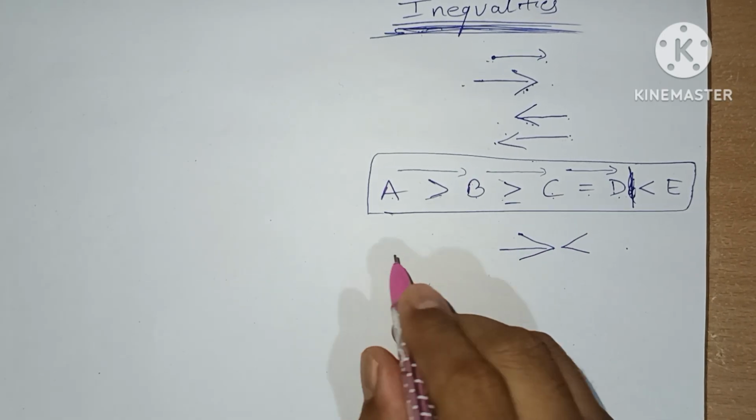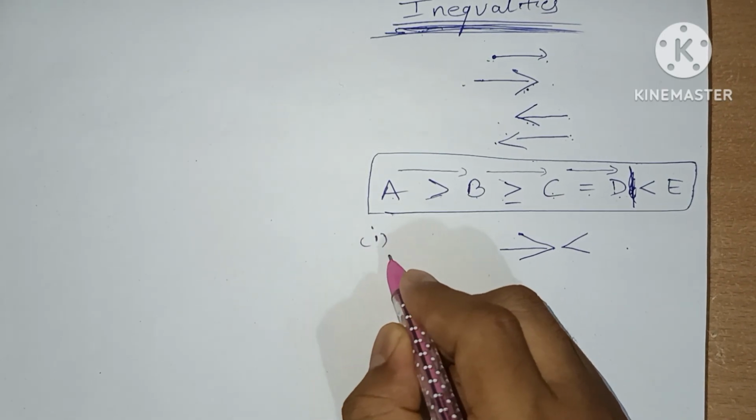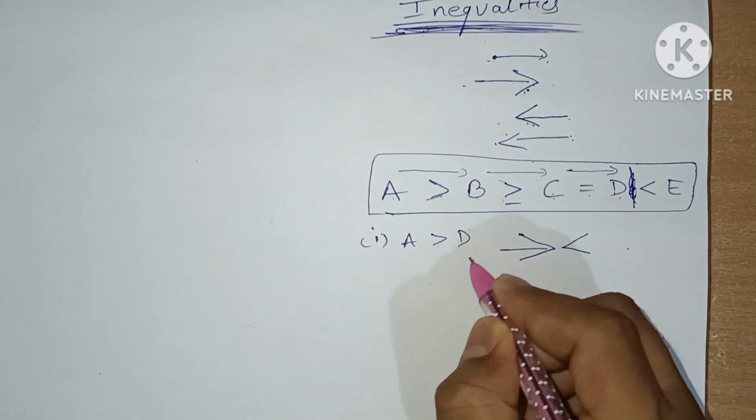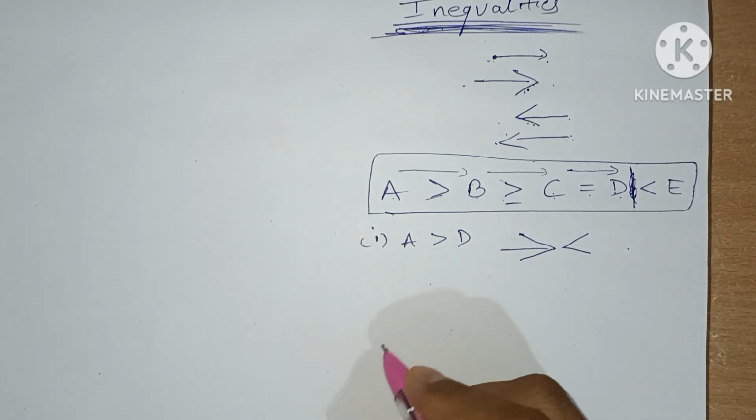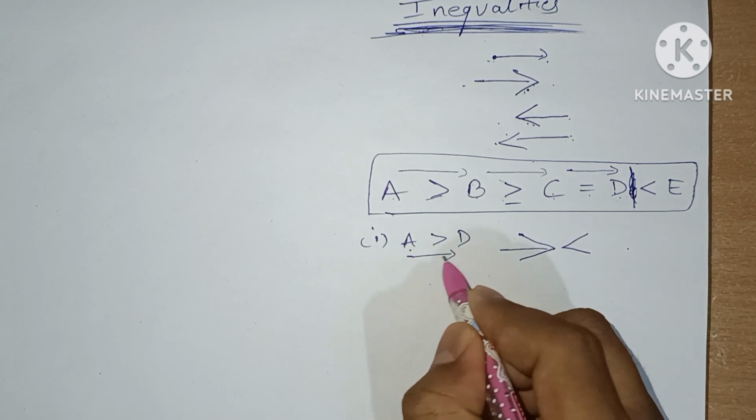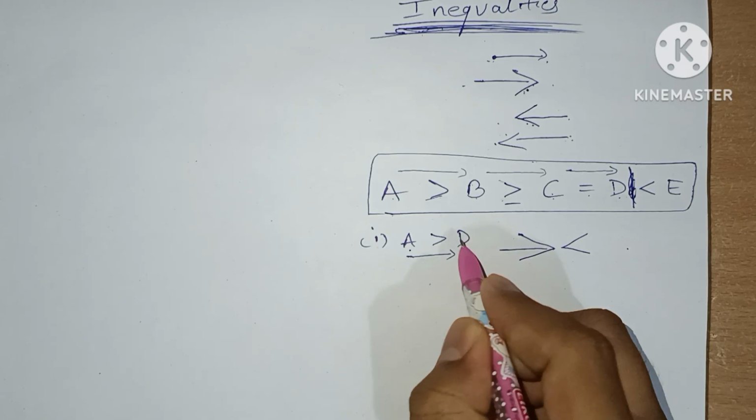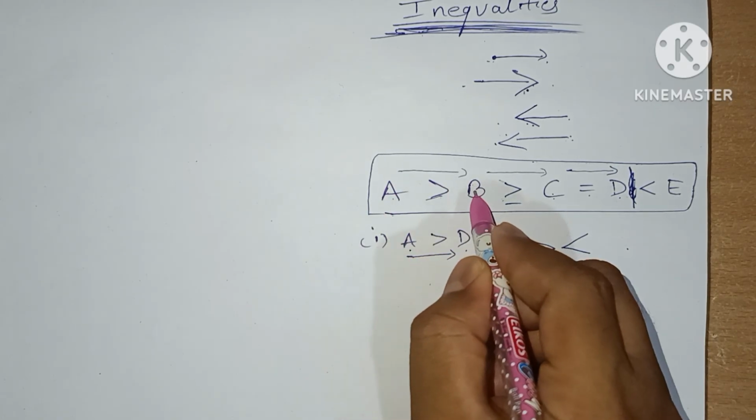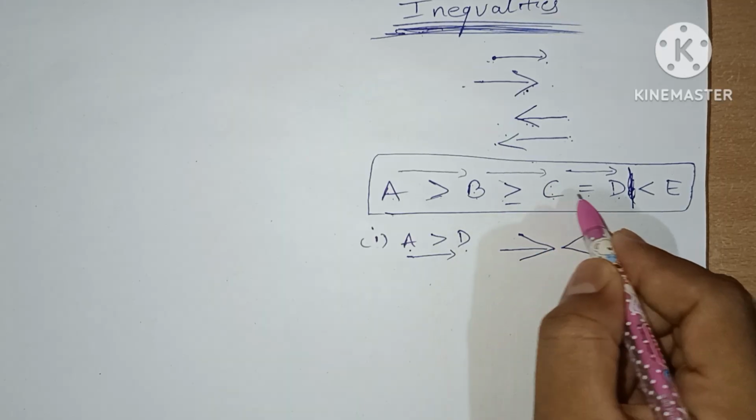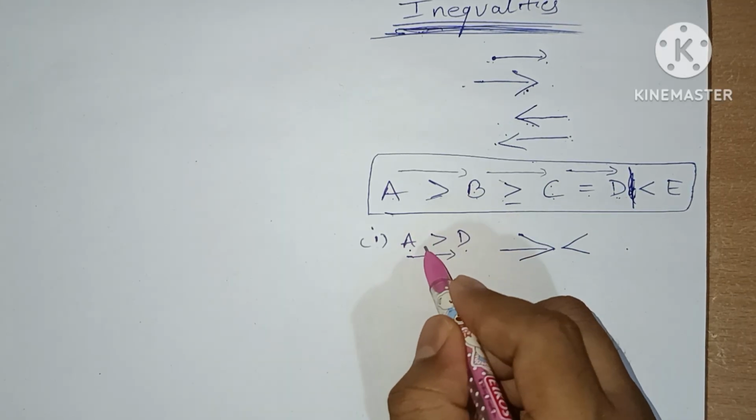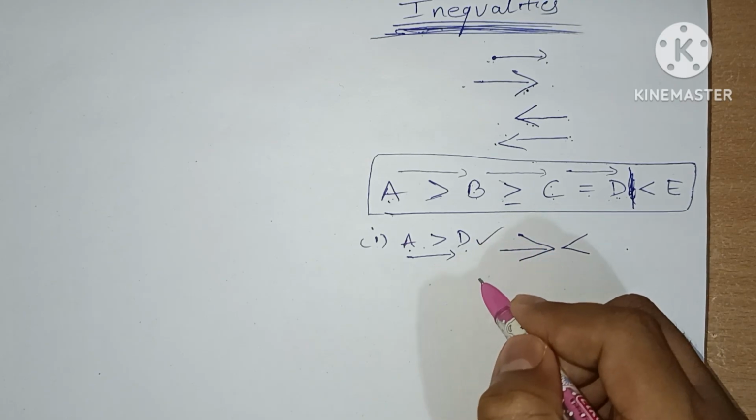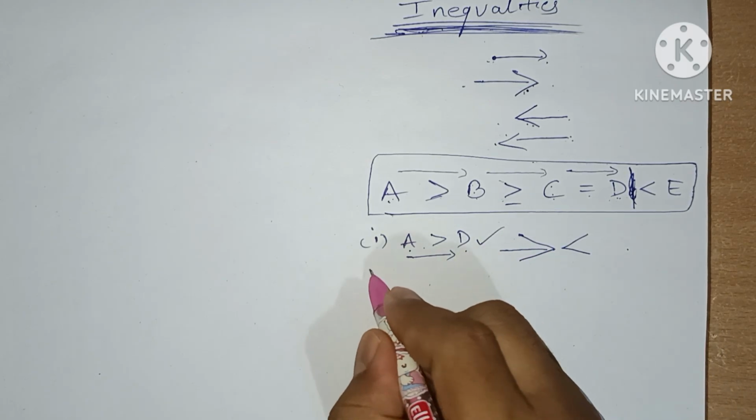Now let's take some conclusions and understand. The first conclusion says: flow from A to D, is it possible or not? We need to see the direction from A to D. From A we can reach B. From B we can reach C. C is nothing but D. So it means we can reach from A to D. So this is true.